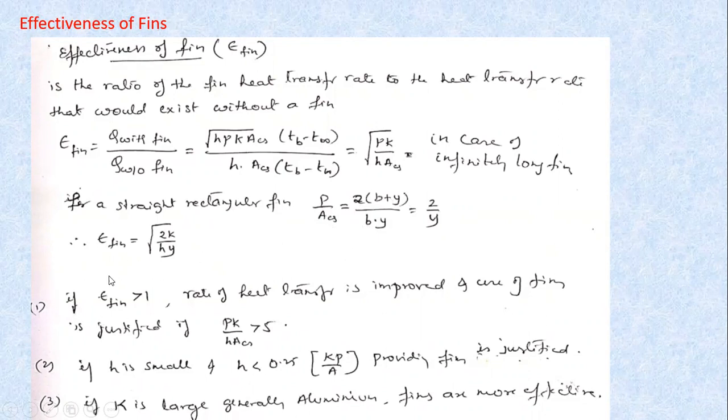If this effectiveness is greater than 1, then there is improvement in the rate of heat transfer using the fin. If this effectiveness is less than 1, that means without the fin itself, the rate of heat transfer will be more. So these are the conditions given with respect to the values of P, K, H and ACS. So if K is large, then effectiveness will be more. Similarly, if H is small, effectiveness will be higher.